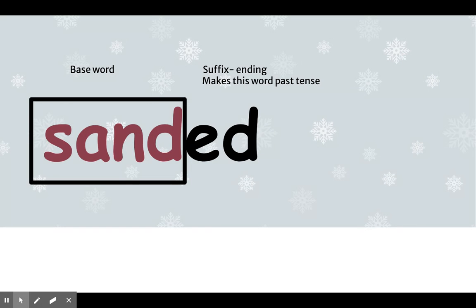Here is an example. In red, I have our base word. Let's sound it out. S-a-n-d, sand. So I might sand the wood for my table today, but if I did it in the past, which means yesterday or a week ago or last year or when I was little, we add that ed, and today that ed is saying ed. So my word is sand ed, sanded. So I sanded the wood last year for a new table.